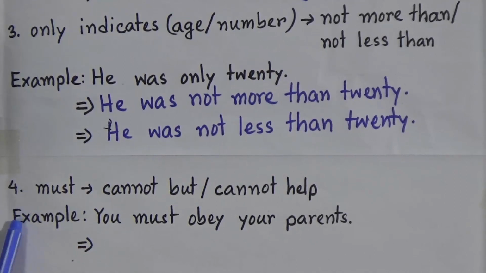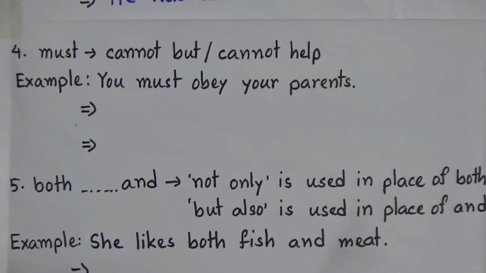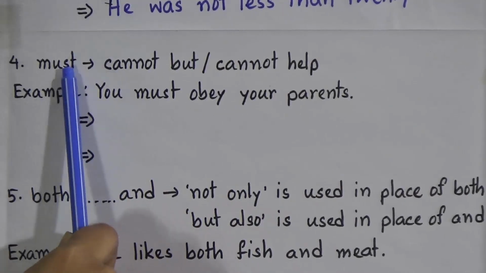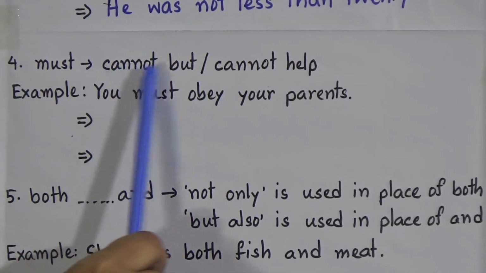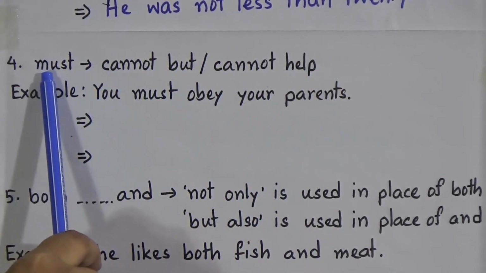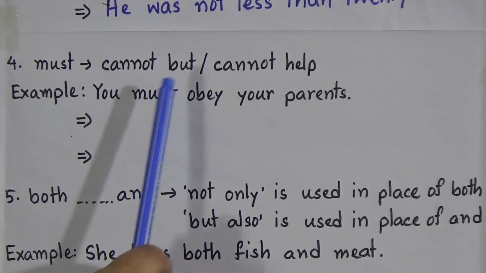Now we will go to number 4. If you find must in a sentence, in an affirmative sentence, how will you change it to negative sentence? We will write cannot but or cannot help instead of must to change it to negative form.